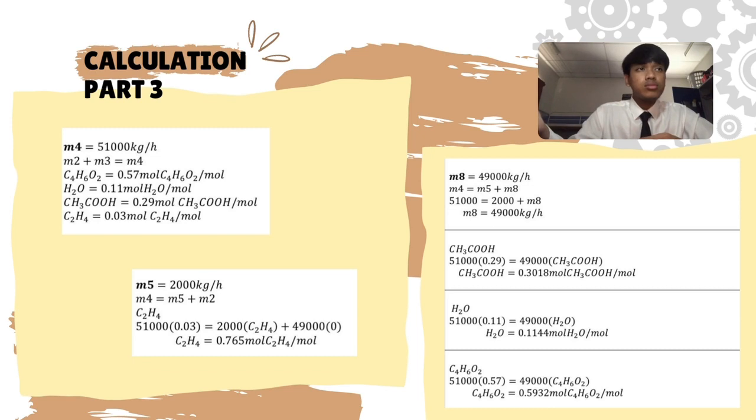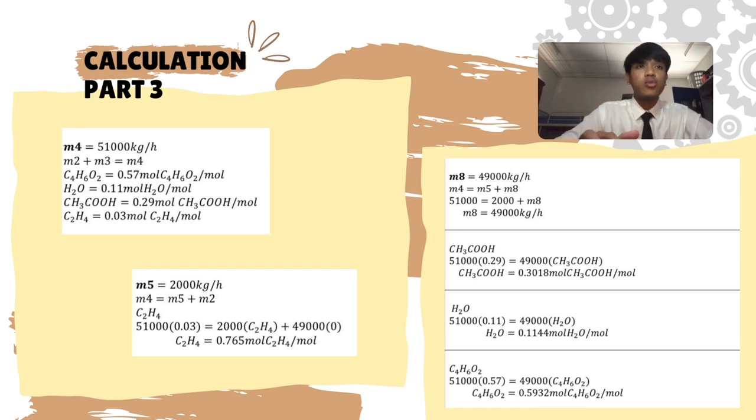We multiply it by 51,000, the mass flow rate from M4. Because at the top stream we have no water, we just put it as 0. We equal it to 49,000 times water from M8, and we will get the answer for water of 0.1144.